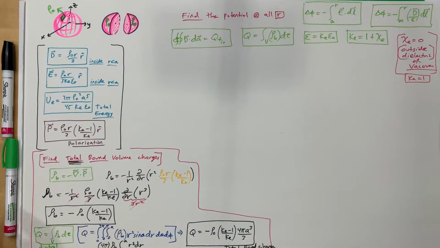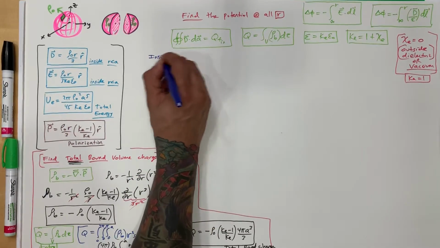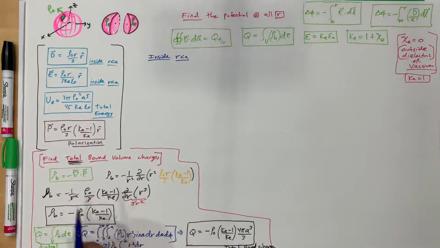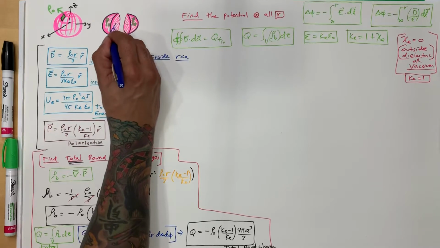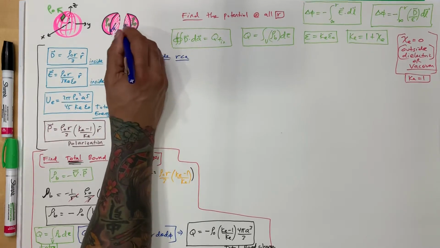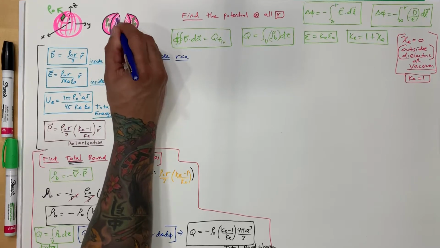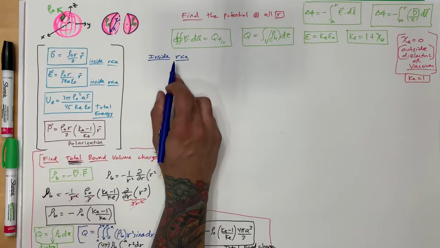All right, so let's start with the inside. Let's first start with checking the inside, where r is less than a. a is all the way to the edge, and we want to check a small region right before that, or any region before that is r. That's what we're looking for here.